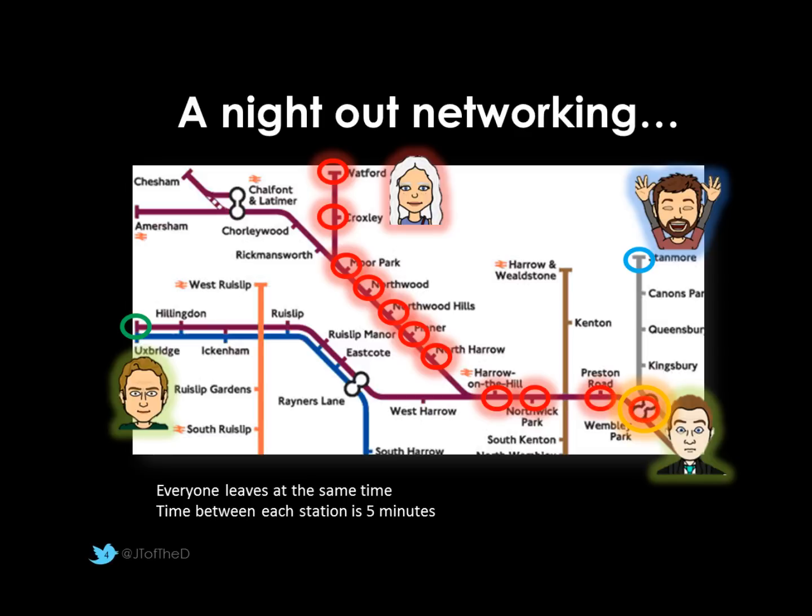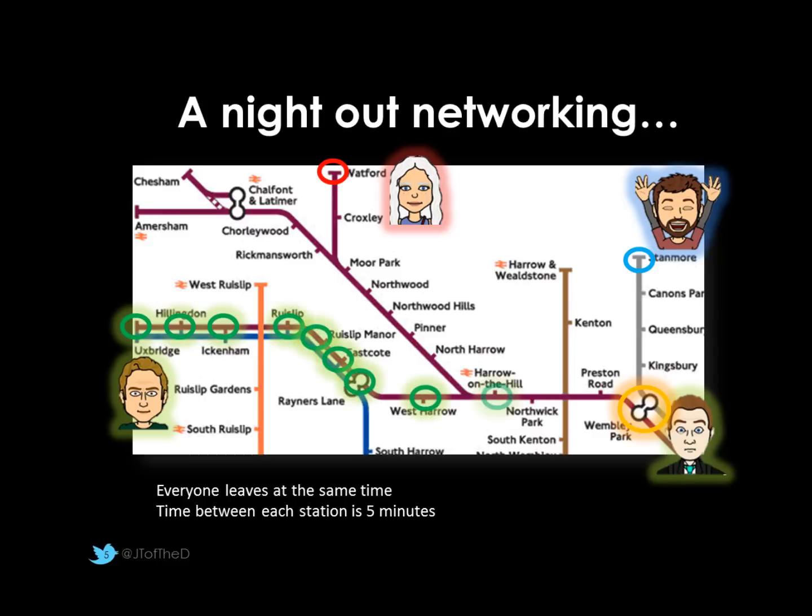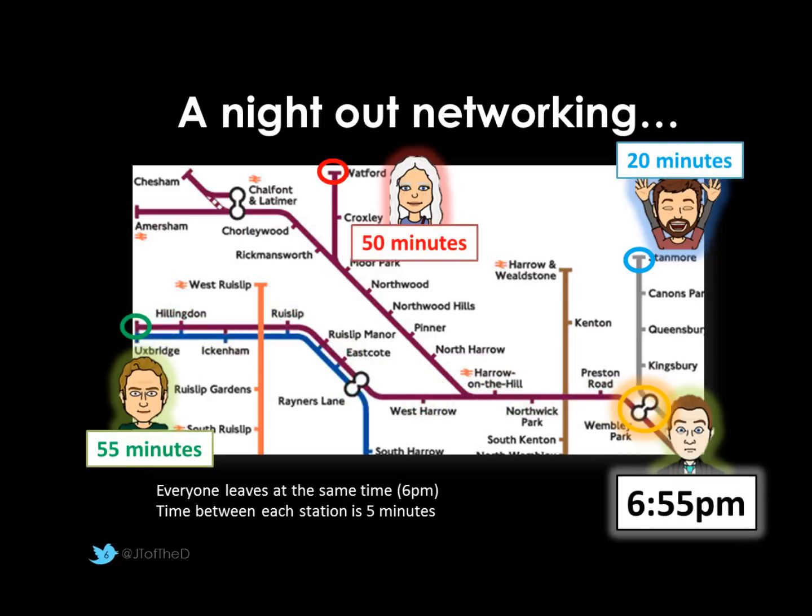Now obviously I've got to make sure I'm waiting for those two, but my third friend is also coming from Uxbridge. So again, 5 minutes between stations is 5, 10, 15, 20, 25, 30, 35, 40, 45, 50, 55 minutes. So my third friend actually takes 55 minutes to arrive at Wembley Park. Again, 5 minutes between stations and leaving at 6 o'clock. So I know that essentially we can't go into the ground till everyone's there, which is going to be at 6:55. First friend took 20 minutes, second friend took 50 minutes, and my third friend took 55.